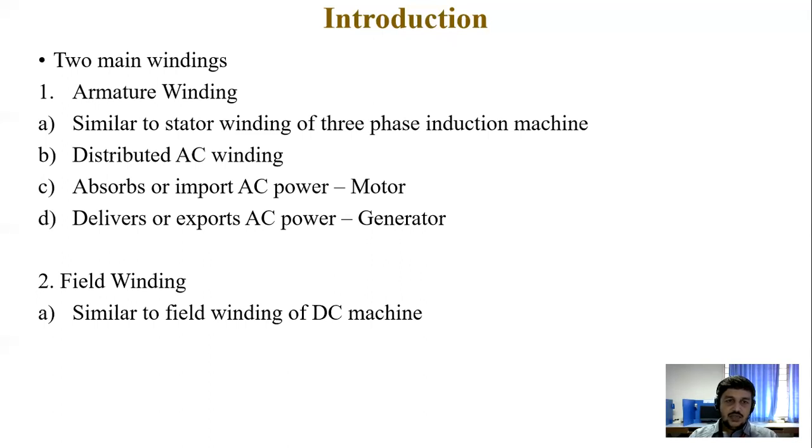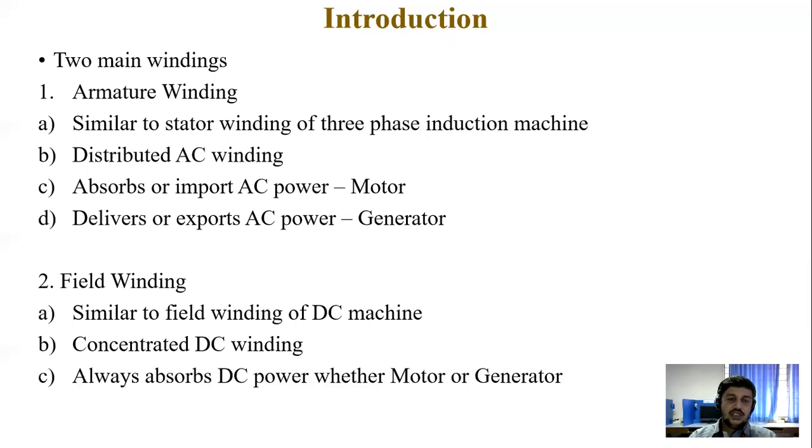So this winding is similar to the field winding of a DC machine. Only, this winding is present on the rotating part of the synchronous machine, which is the rotor. The nature of the winding is concentrated. That means this winding is a concentrated DC winding, and it always absorbs DC power from a DC supply, whether the machine operates in motoring mode or in generating mode. So we always connect this field winding to an external DC supply, and it always absorbs or imports DC power from the external supply.